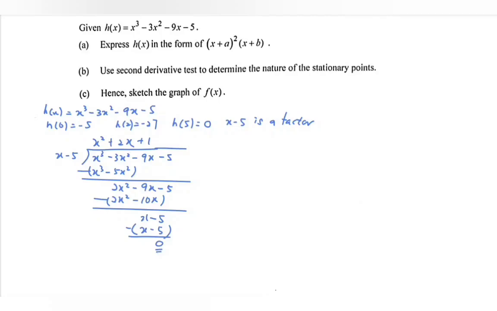Rewrite the situation. So h(x) is equal to (x squared plus 2x plus 1) multiplied with (x minus 5). Factorize this part. h(x), we have (x plus 1) squared multiplied with (x minus 5). So from here, kindly compare the situation. Then we will have A equal to 1, and B equal to negative 5.